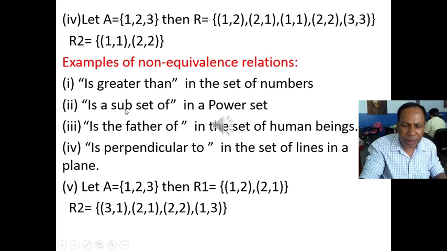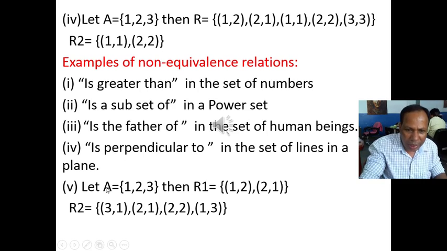Similarly, the relation "is a subset of" is only transitive and reflexive. It is not symmetric. So it is not an equivalence relation. Now the relation "is the father of" in the set of human beings is neither reflexive nor symmetric nor transitive. So it is not an equivalence relation. Similarly, the relation "is perpendicular to" is symmetric, but it is neither reflexive nor transitive. So it is not an equivalence relation.